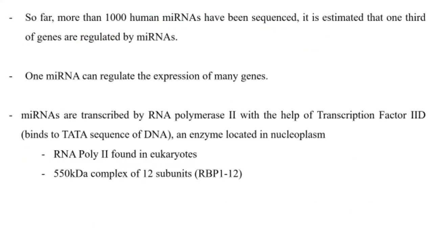Okay, so microRNAs are transcribed by RNA polymerase II. In prokaryotes, only one RNA polymerase is present, whereas in eukaryotes you have three RNA polymerases: RNA polymerase 1, RNA polymerase 2, and RNA polymerase 3. Here, the microRNA is transcribed by the enzyme RNA polymerase 2, with the help of transcription factor 2D.